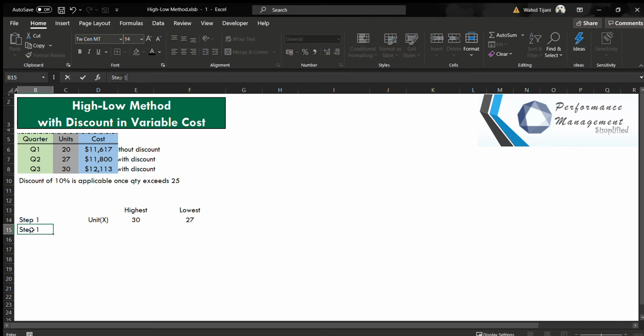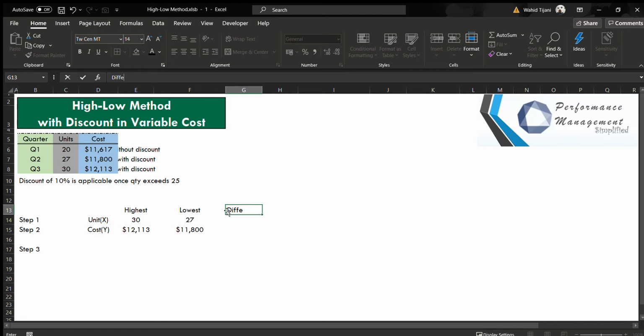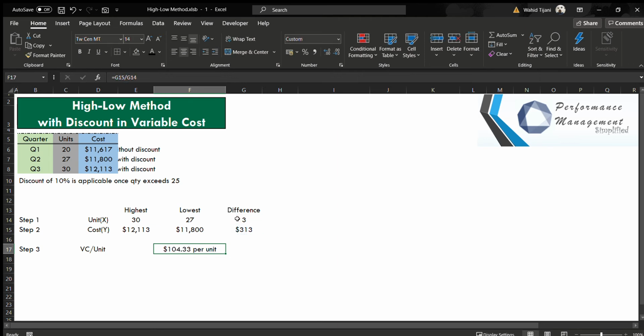Step 2 is to identify the corresponding cost for each of them, and that's my Y variable. The corresponding cost for this is 12,000, and the corresponding cost for this is 11,800. Step 3 is for me to get my variable cost per unit, first by looking for the difference here. So this will be 30 less 27, and this will be 12,113 less 11,800. So my variable cost per unit, my VC per unit, becomes 313 divided by 3, and I have it as 104.33 per unit.